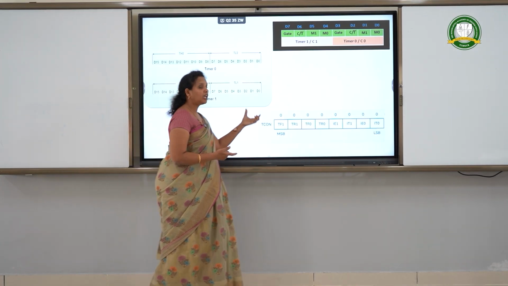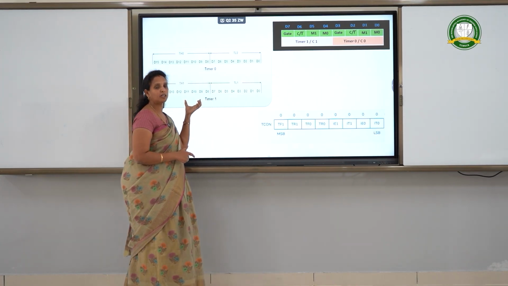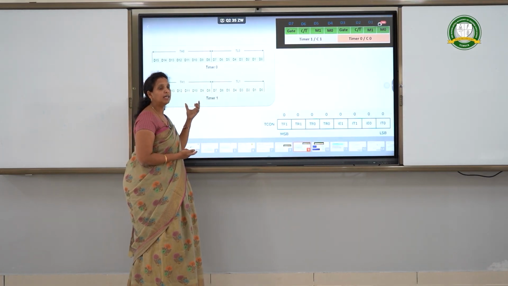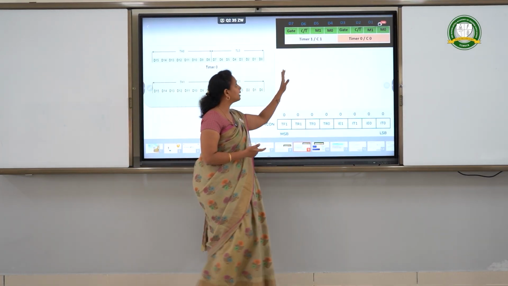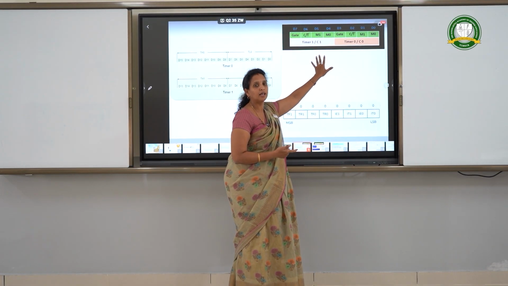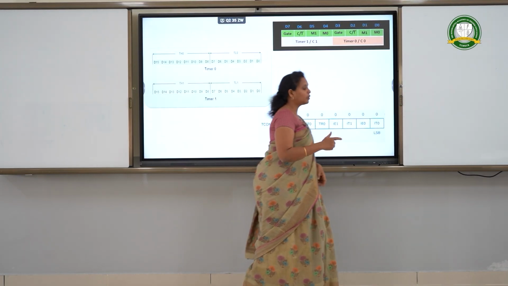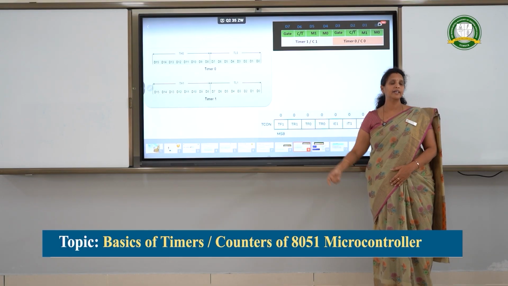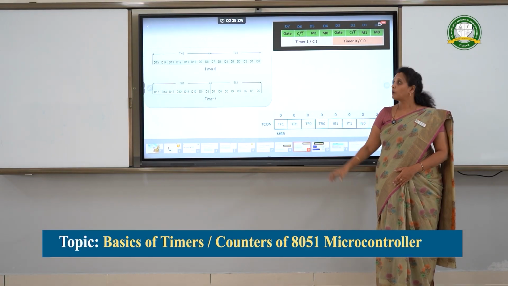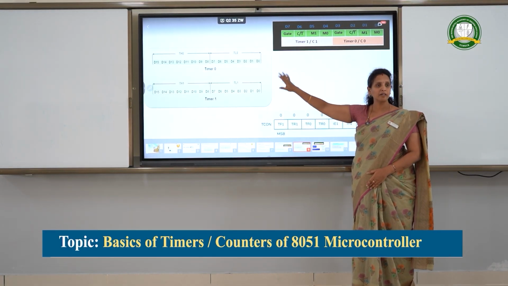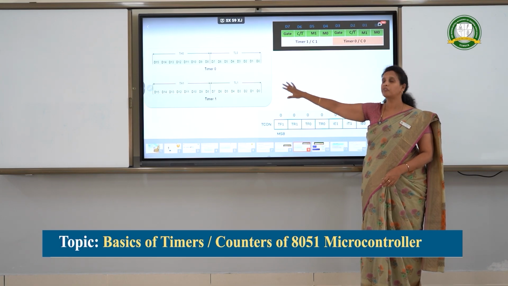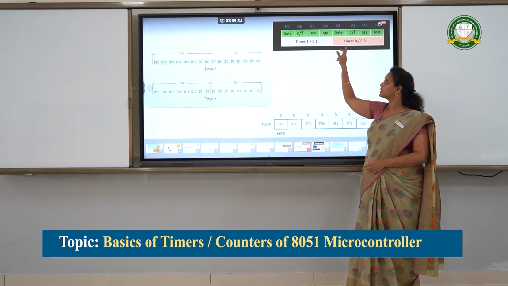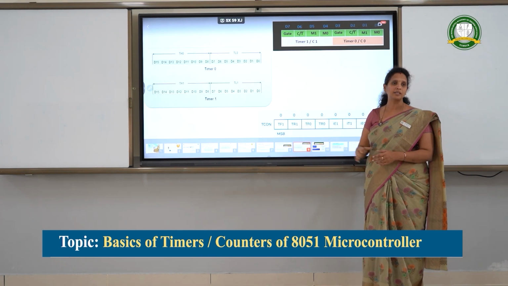Similarly, in what frequency this particular should work, whether it is working as a timer or as a counter, these things will be decided by the bits present in the TMOD register. As indicated earlier, the lower 4 bits are dedicated for timer 0, the higher 4 bits are dedicated for timer 1. Whether it should work as a timer or counter, in what way it will be working, in what mode it will be working, will be decided by the bits present in the TMOD register.